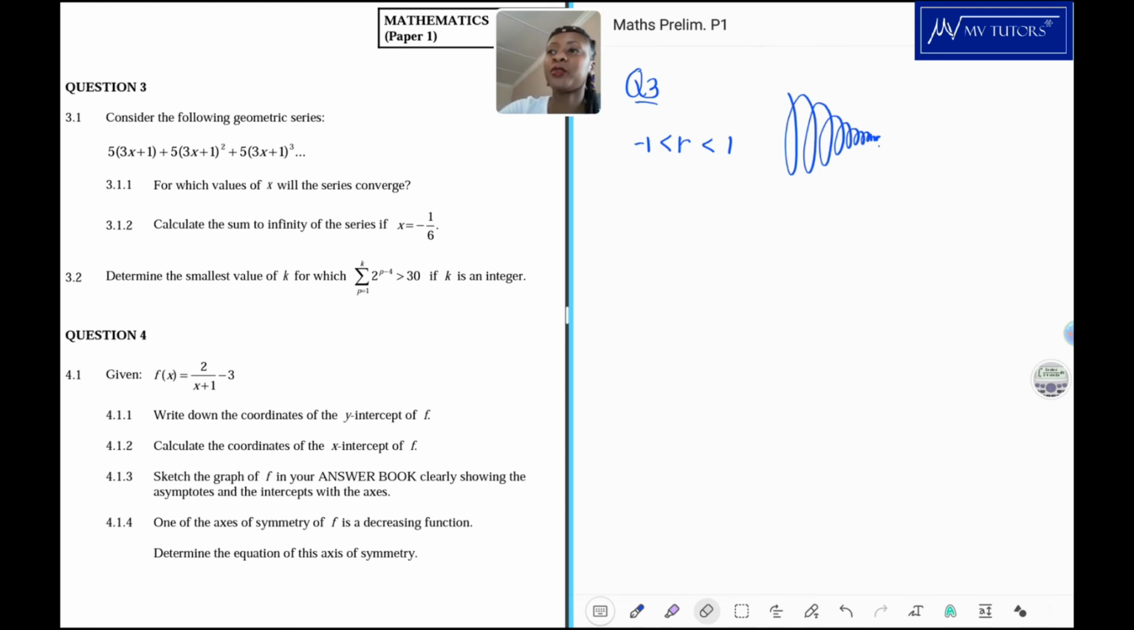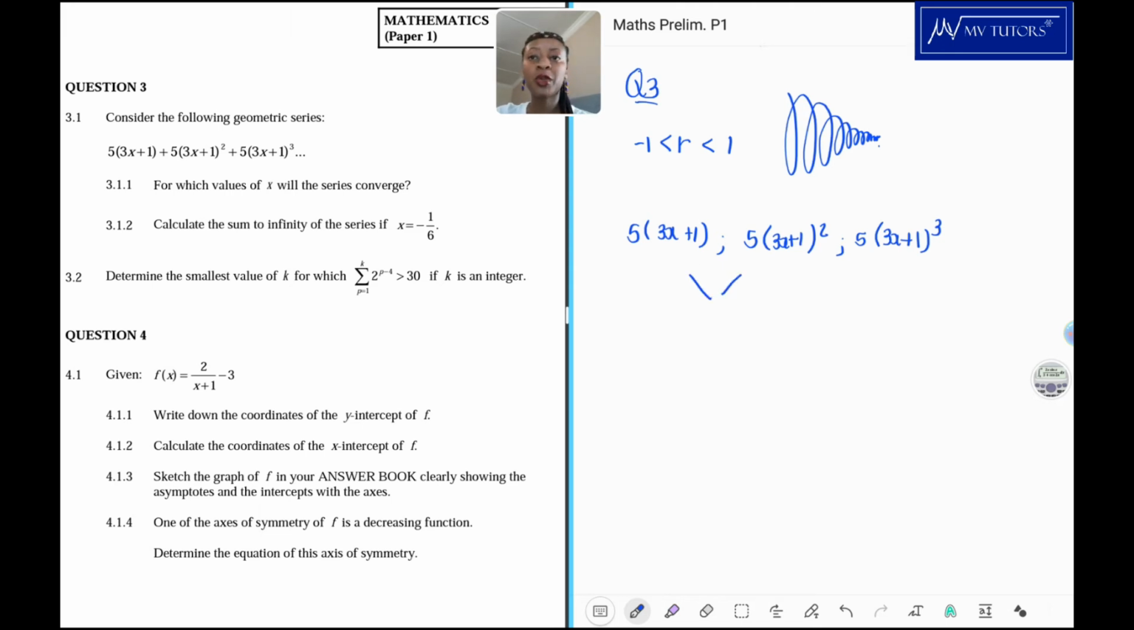So what is our common ratio? We have 5, 3x minus, why am I saying minus? It's plus. It's plus 1. Now that is a major disability if you can't copy exactly what you are given. I sometimes make that mistake.